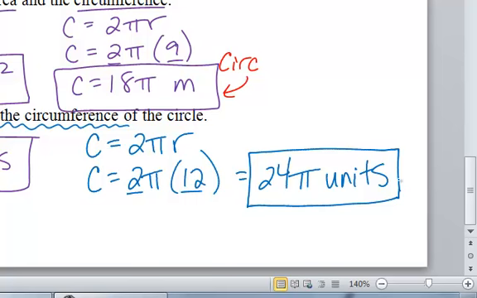So remember those two formulas are really important, and those two formulas that you learned, the area formula and the circumference formula, are going to help you solve all of these circle problems. And always remember that pi is going to be in all of your answers for circles too.